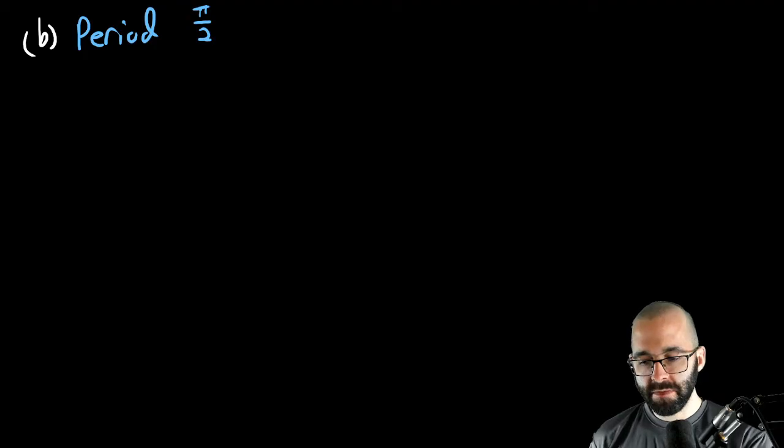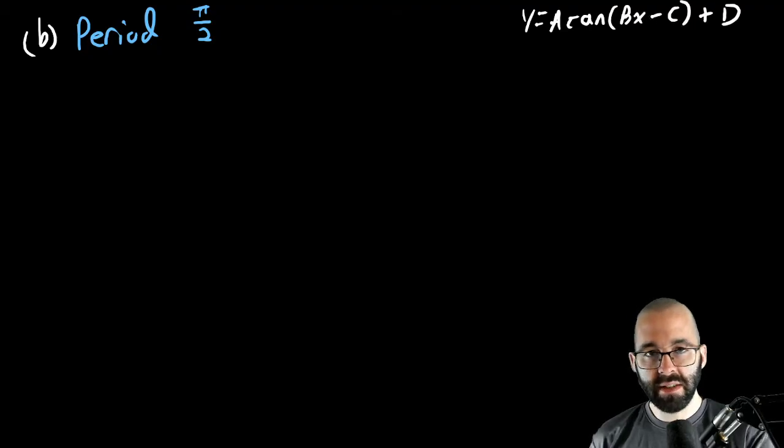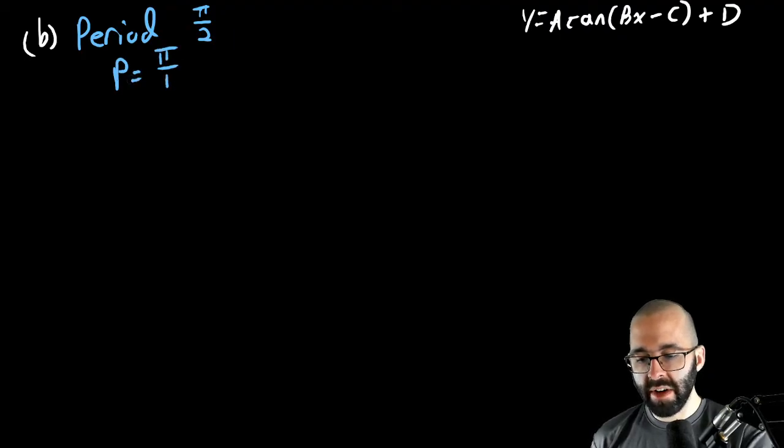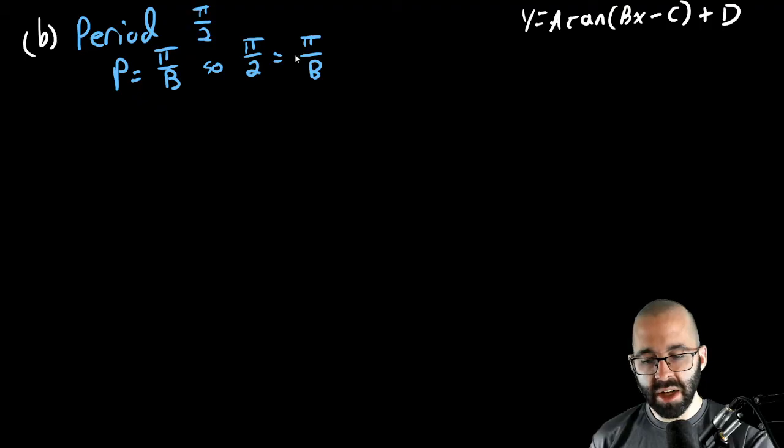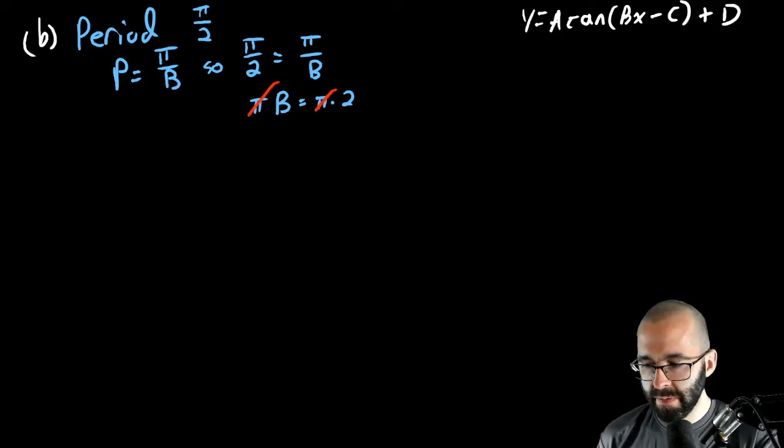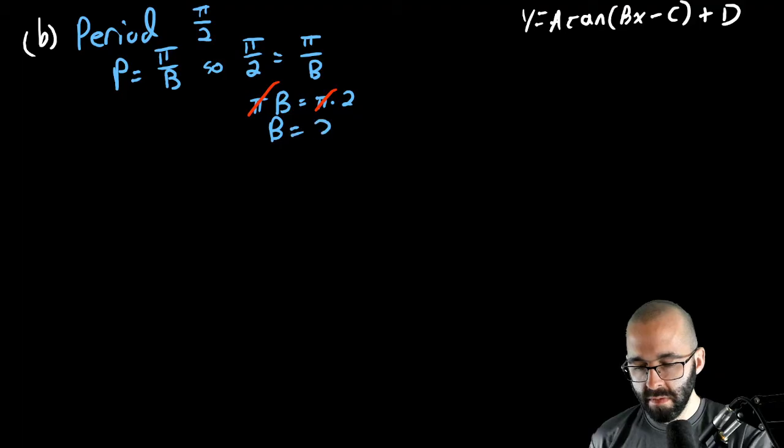So B, and again, what are we looking at? Y equals A times the tangent of Bx minus C plus D. The period is pi divided by B. So the period's pi/2. That's pi divided by B. Let's cross multiply. We're going to get that pi times B is equal to pi times 2. Well, the pi's just cancel. You get that B is equal to 2. Great.